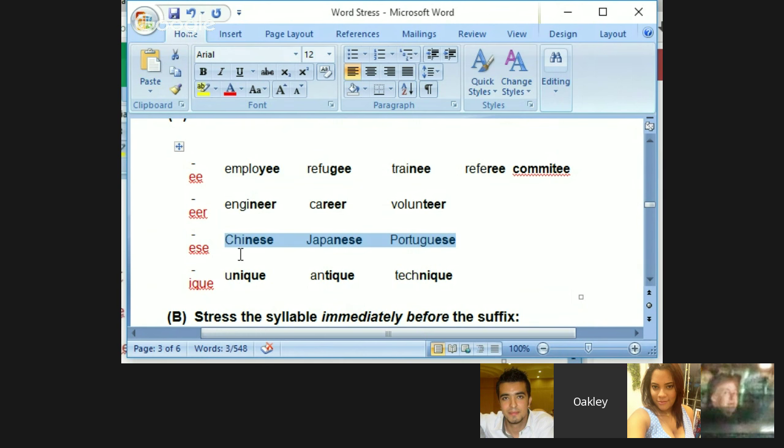Ziad, try our next little list. Chinese, Japanese, Portuguese. You need to say this bold part louder, stronger, higher pitch. Stretch the vowel. Chinese, yes. Japanese, that's it. Portuguese. That's it. Now you got it. Much better. And what kind of words are these? Adverbs, adjectives, nouns, or verbs?